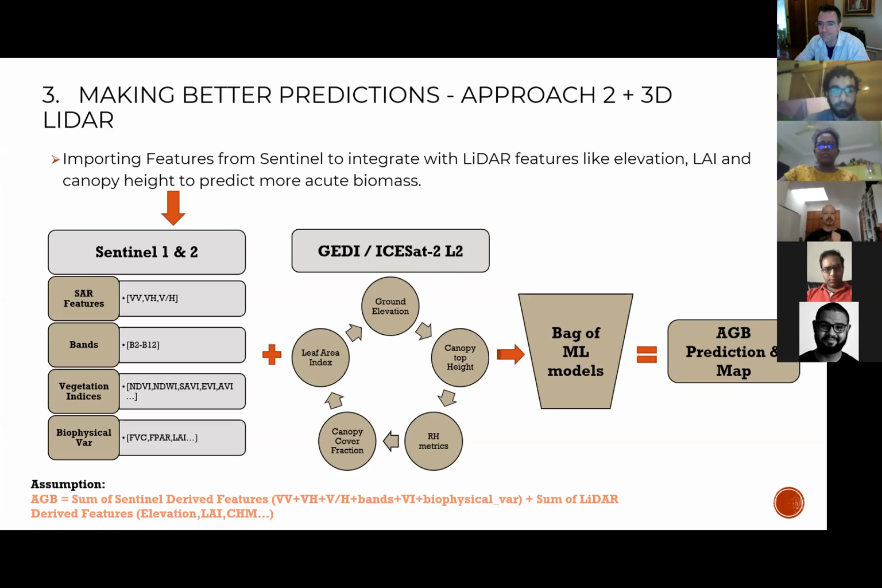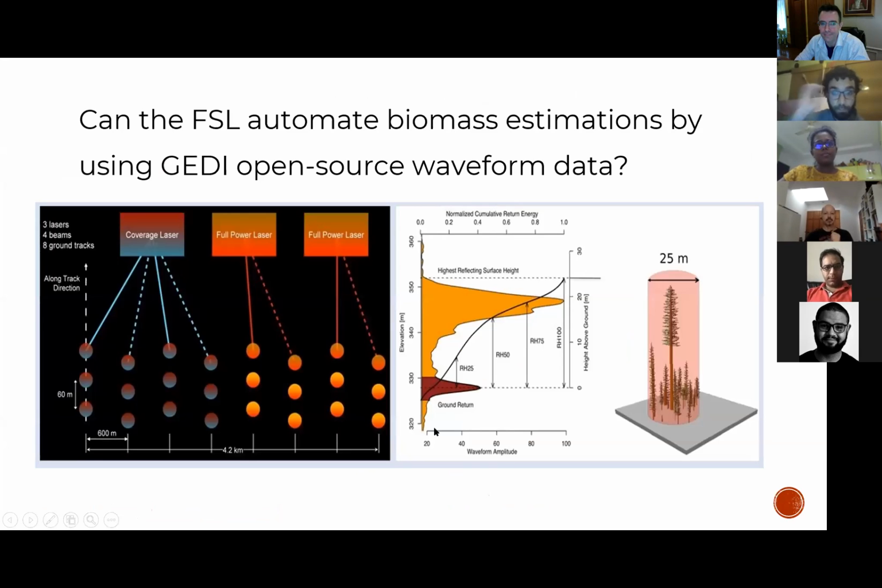Next slide, please, Visa. Okay, so our first research question was, can the FSL automate biomass estimates by using GEDI open source waveform data? So to briefly introduce GEDI, it's the Global Ecosystem Dynamics Investigation. It's a high resolution laser ranging of Earth's forests and topography that's connected to the International Space Station. And it's the first spaceborne LIDAR specifically to study forest structure.